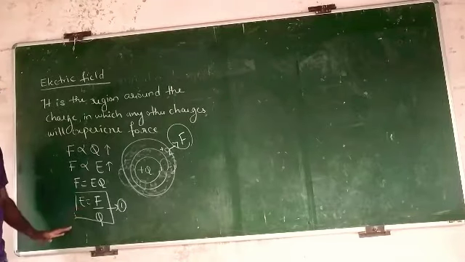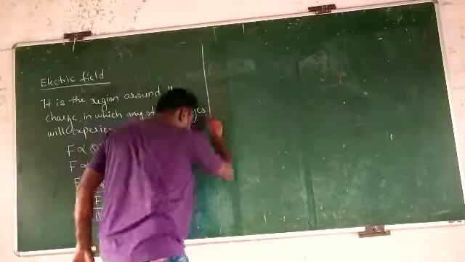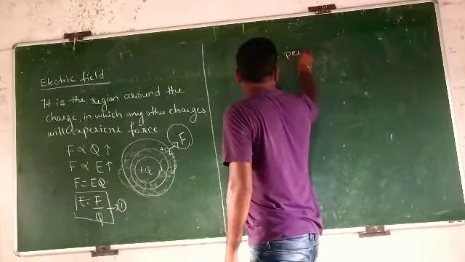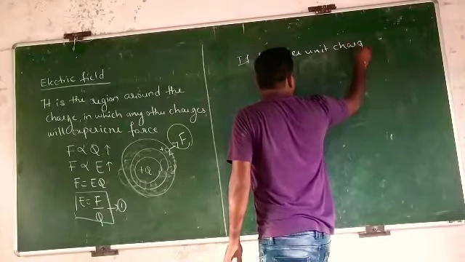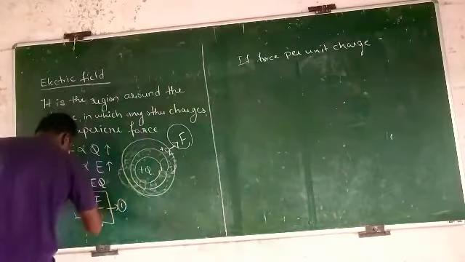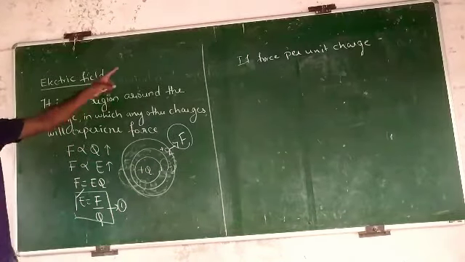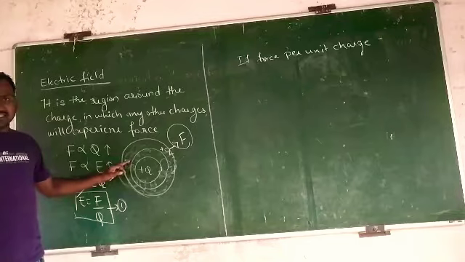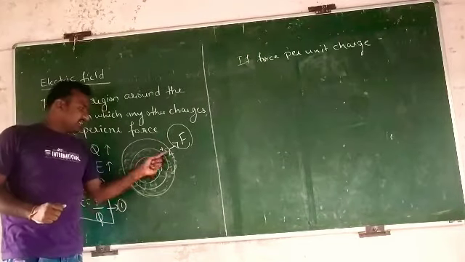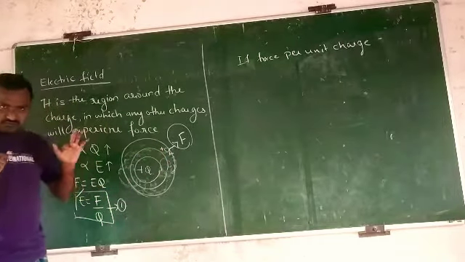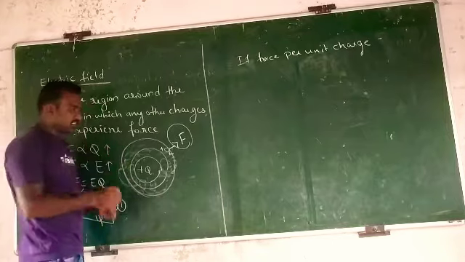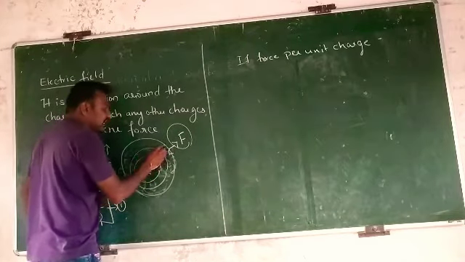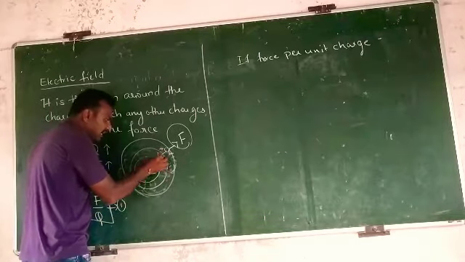Hence, by the formula, we can also define electric field as force per unit charge. Electric field can also be defined as the region around the charge in which any other charge that enters will experience a force. If both the charges are like charges, this charge will experience a repulsive force. If these two charges are unlike charges, it will experience an attractive force.